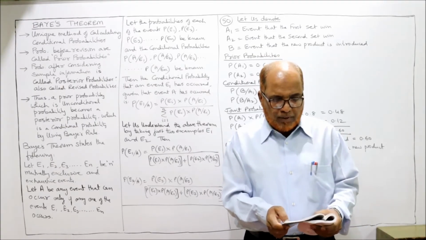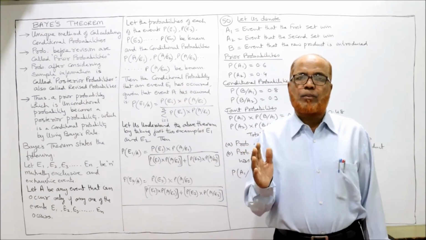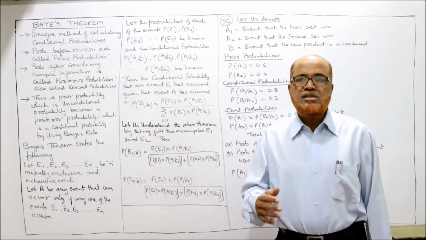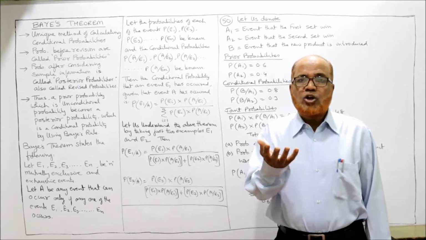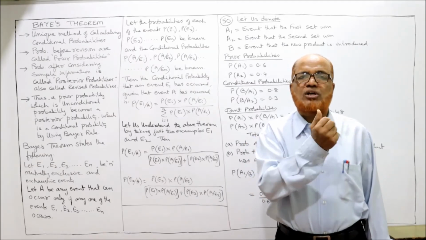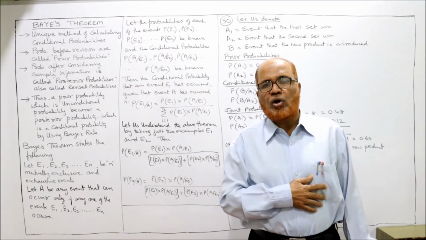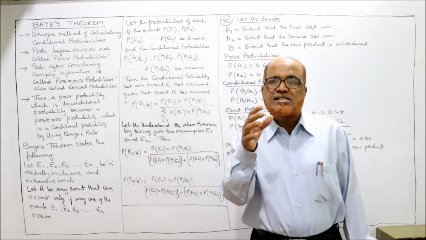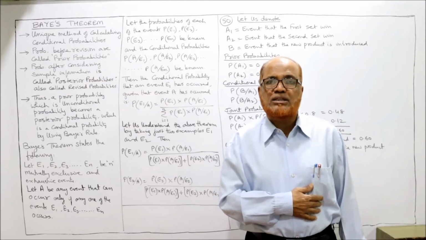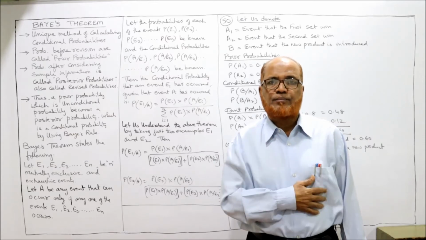Similarly, the corresponding probability if the second set wins is 0.3. अगर second set win कर लिया directorship के लिए, then the probability of the new product being launched is 0.3. This is the conditional probability. The probability of the new product being launched depends on which set wins. If the first set wins, the probability of launching the new product is 0.8. If the second set wins, it is 0.3. तो ये 0.8 और 0.3 conditional probability है regarding the new product.